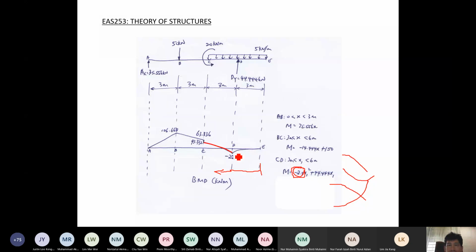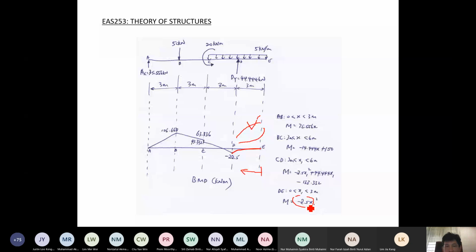The last part here also has a square, so it is a curve, but the x1 again starts from here. X zero, you get 0, that's why this is 0. Substitute x with 3, 3 squared multiplied with negative 2.5, you get this value here. And it is a curve, so we connect them with a curve. It should be curving this way because here x squared is multiplied with negative 2.5. So it should be curving like this.